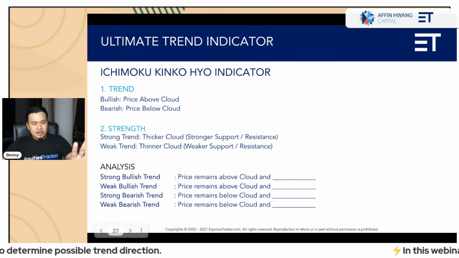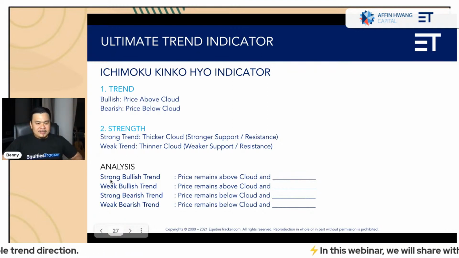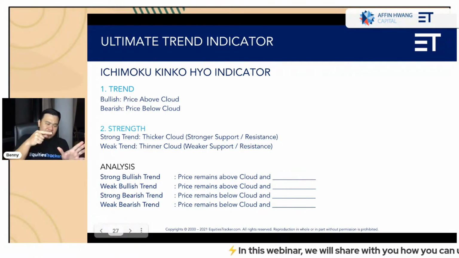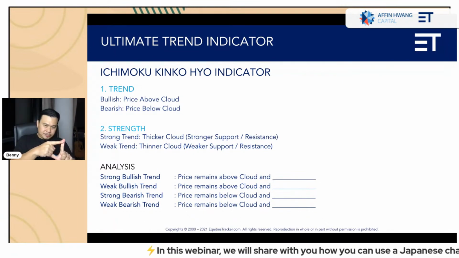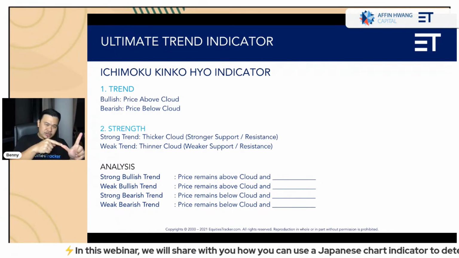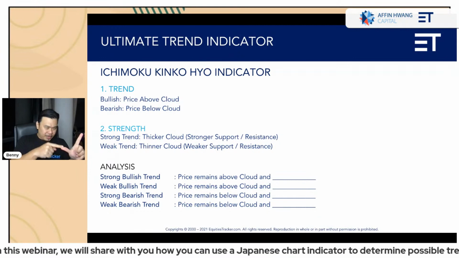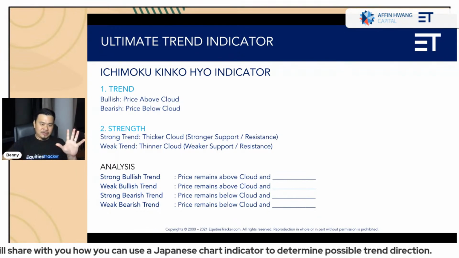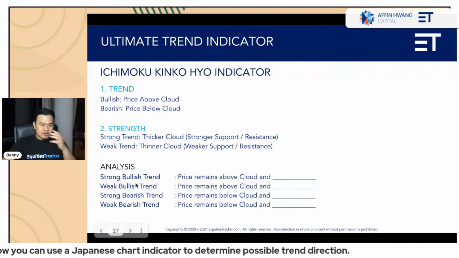So if you look at this particular analysis, number one, the trend can be either bullish or bearish. Number two, this trend can be either strong or weak. Like for example, what does a strong bullish trend mean?